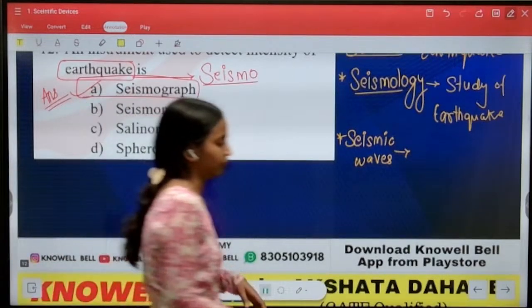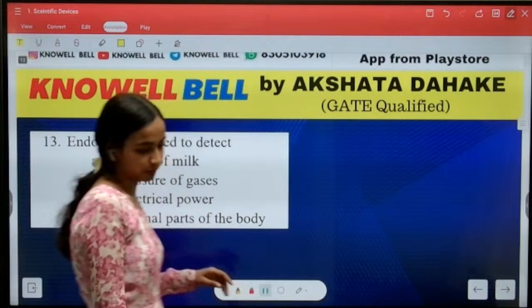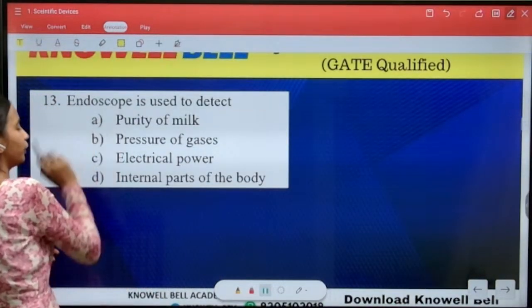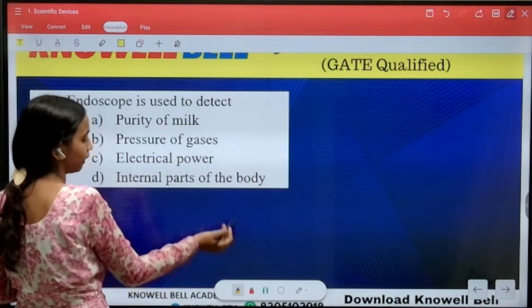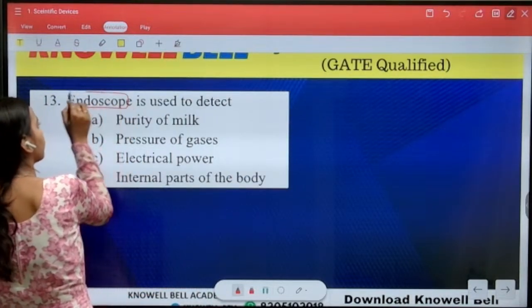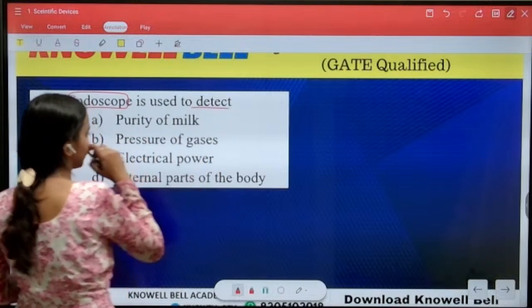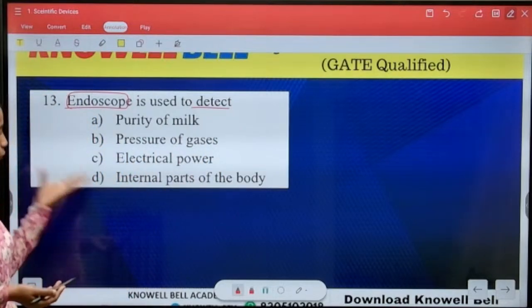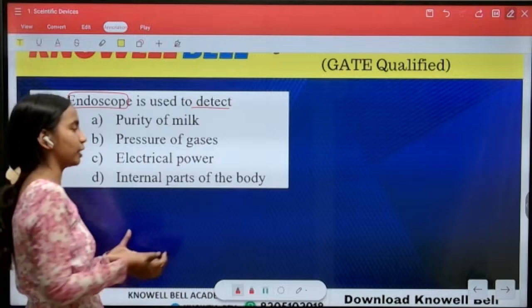Seismic waves. Good. The next device we have is the endoscope. Why do we use the endoscope? What is the use of the endoscope? You have to remember this. Endoscope is used to detect what? Purity of milk, pressure of gas, or electrical power or internal parts of the body.